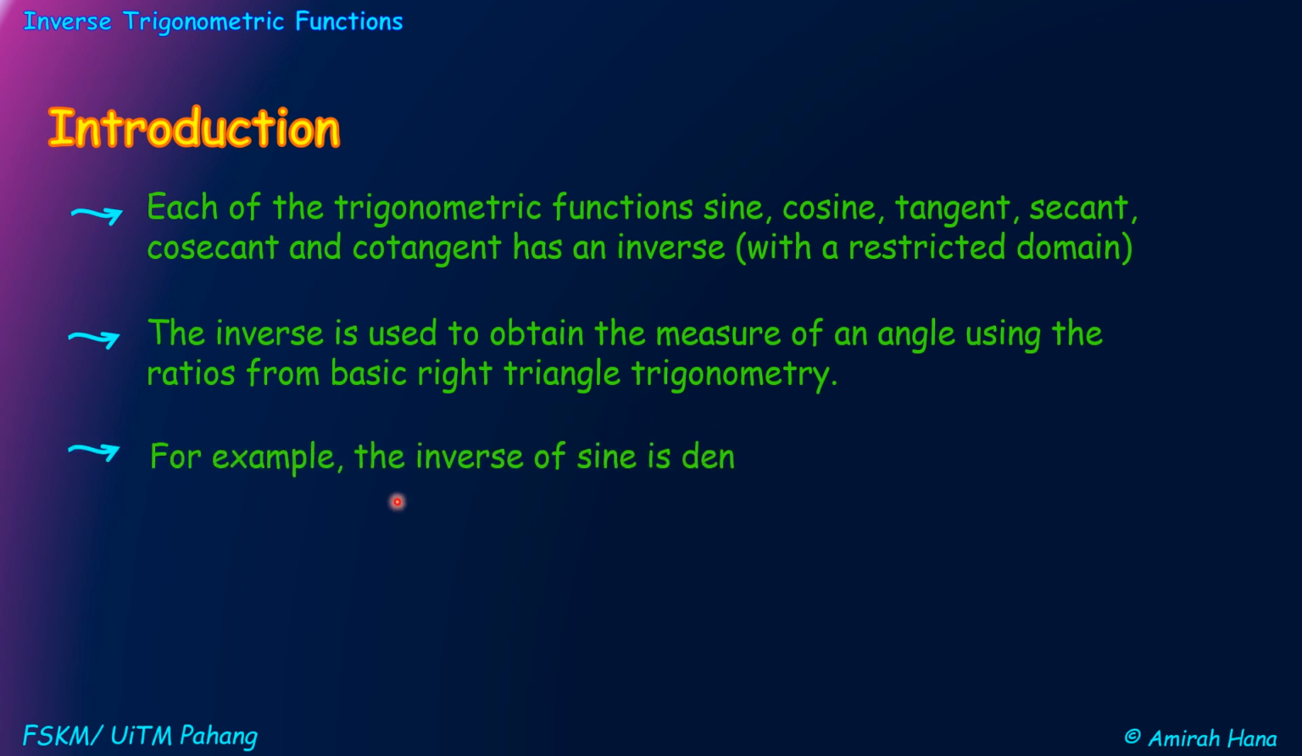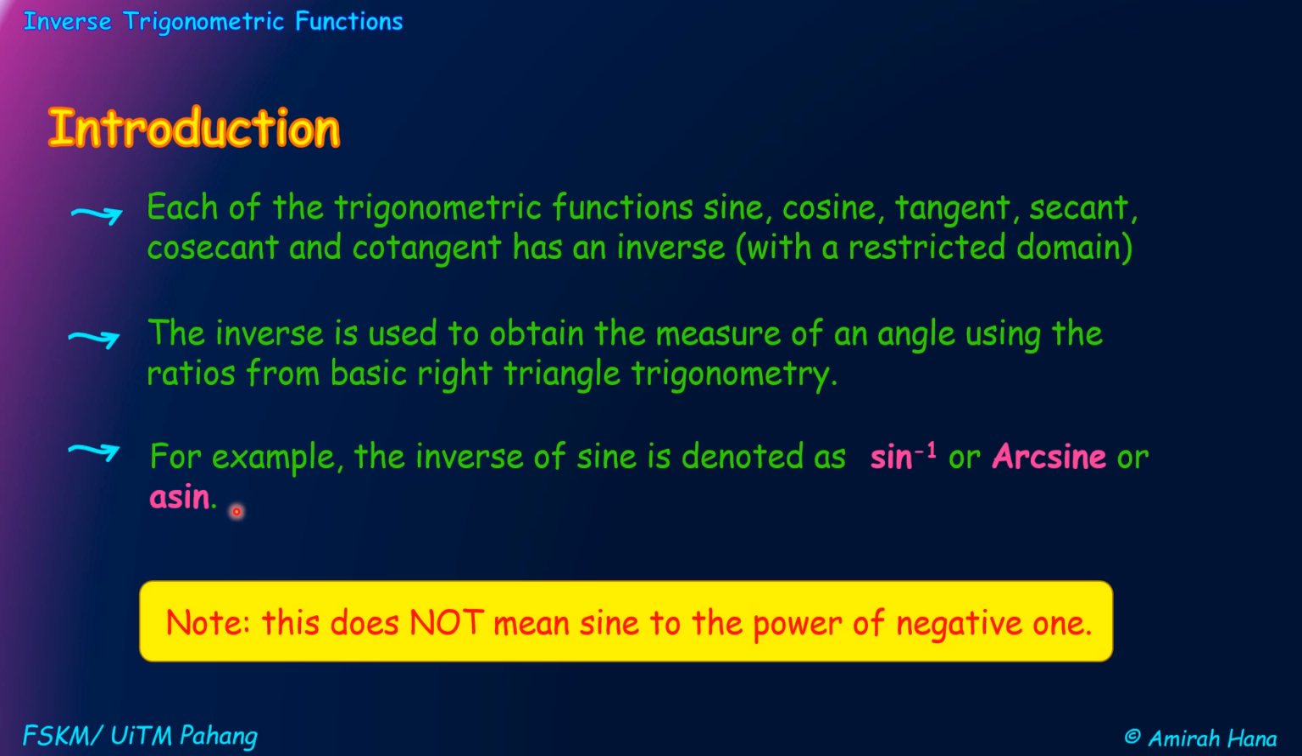For example, the inverse of sine is denoted as sine -1. We read it as inverse sine, or arc sine, or asine. Sine -1 here means inverse sine. This does not mean sine to the power of -1, but this means inverse sine, or arc sine, or asine.